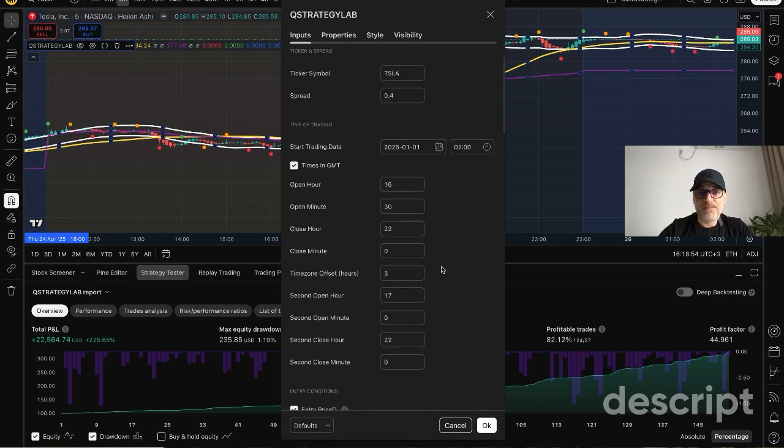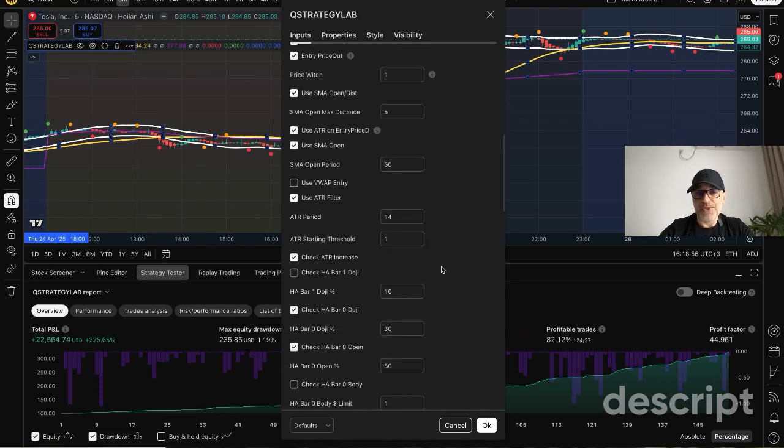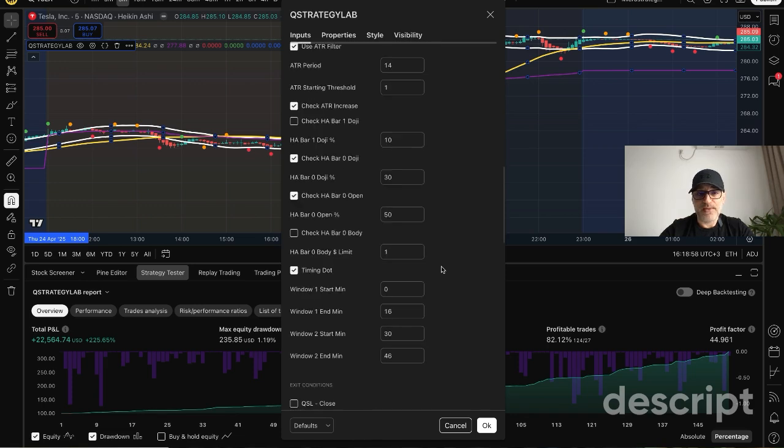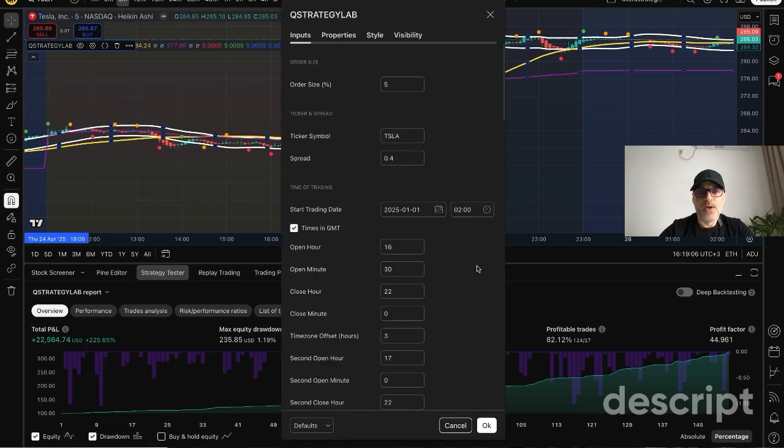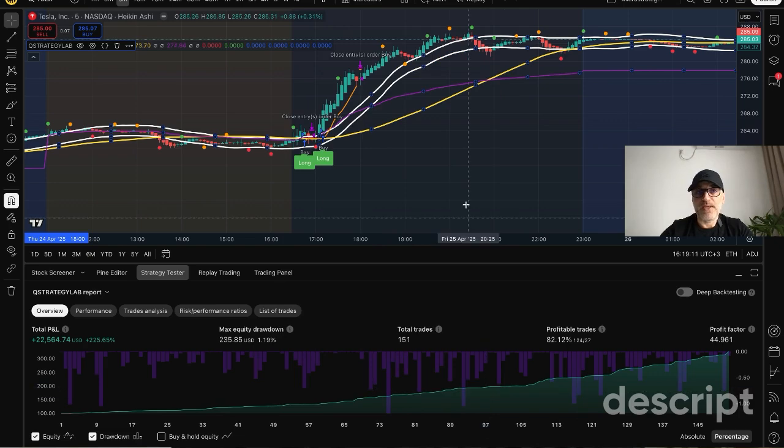Okay, let's move on. Let's do some changes to see how the strategy is reacting. Right now, you are seeing here, the strategy has made, from January 2025 on regular day trading, around 225%. It made 82% profitable trades, 44% profit factor, and drawdown like 1.19.